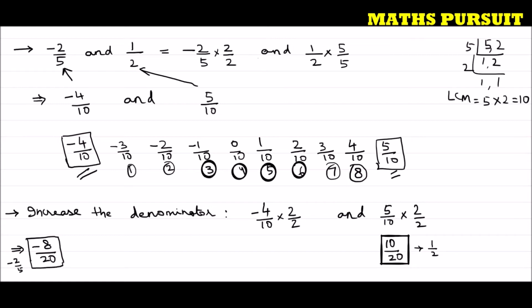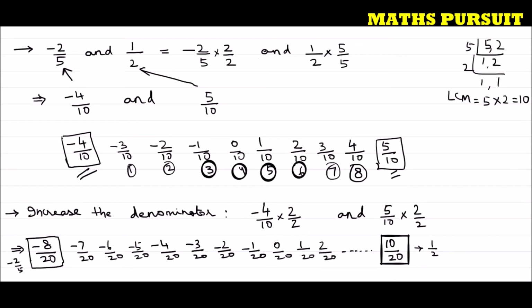Now you could see that I could get n number of rational numbers here. How? Minus 7 upon 20, minus 6 upon 20, minus 5 upon 20, minus 4 upon 20, minus 3 upon 20, minus 2 upon 20, minus 1 upon 20, 0 upon 20, then 1 upon 20, then 2 upon 20, like this till 10 upon 20.